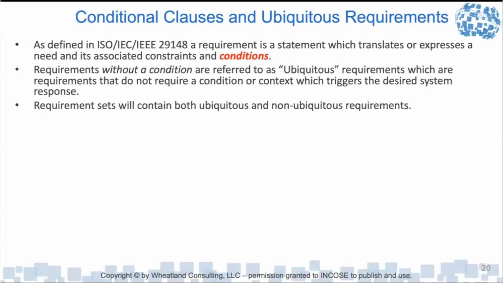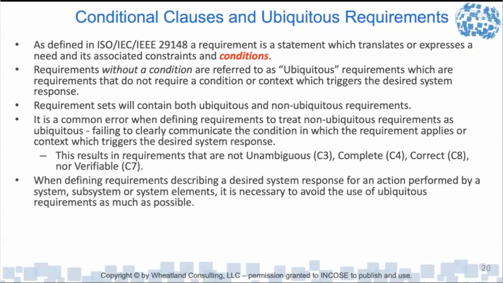But requirement sets need to contain both ubiquitous and non-ubiquitous requirements. It's a common error when people are defining requirements to treat them all as ubiquitous, and that can cause problems. By using conditions, you have requirements that are more complete, correct, and verifiable. If you don't use these conditional clauses, then those aren't going to be true. When defining requirements describing the desired system response for an action performed by a system or subsystem, it's necessary to avoid ambiguous requirements as much as possible and include those conditional statements.